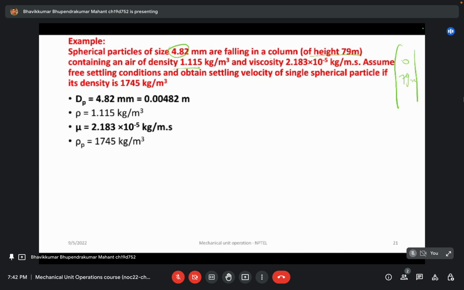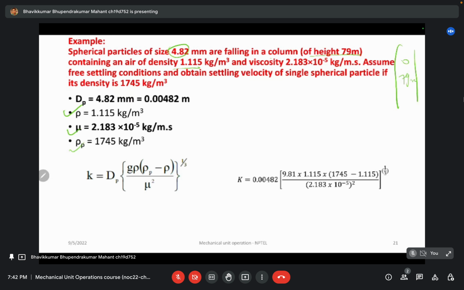Then dp value is 4.82 millimeter, that is 0.0048 meter. The density is 1.15 kilogram per meter cube. Mu and rho p are all given. Now first thing we need to find is the value of k. For finding the value of k, this is the equation. K is equal to dp. We all know this equation, and if you don't know, just go through the theoretical parts again, and you can easily find this equation. It is dp times g rho delta rho by mu square, raised to 1 by 3.